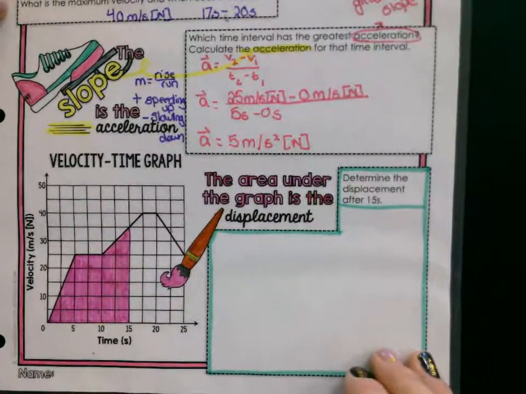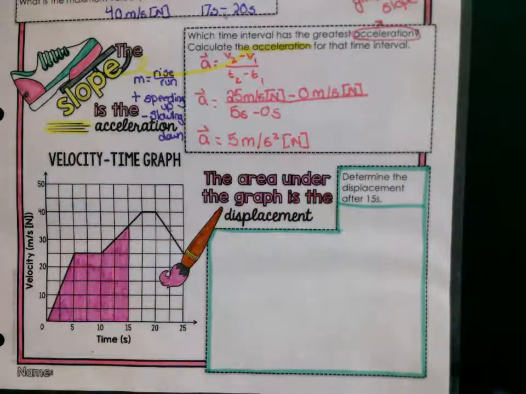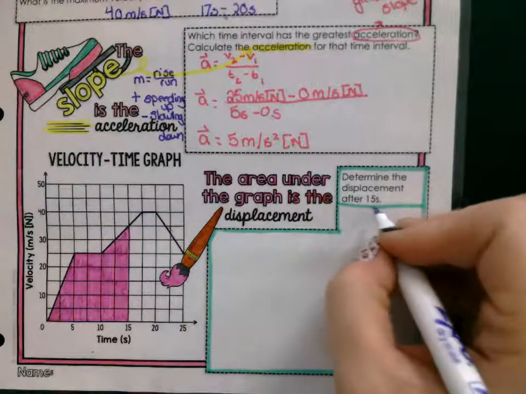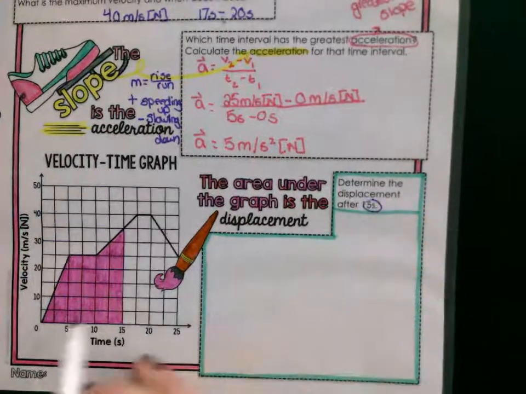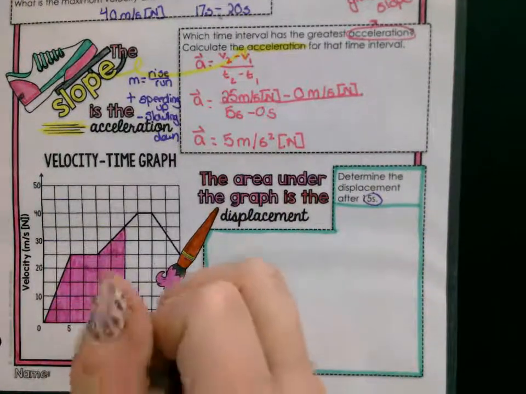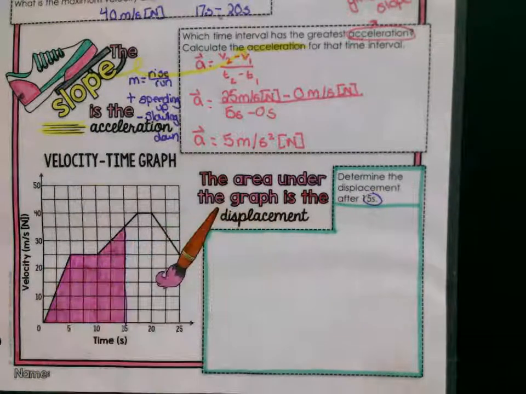The second thing we need to talk about that we can get from this graph is displacement. Velocity time graphs tell us a little bit more than a position time graph. Velocity time graphs not only tell us our velocity and our time, and we can calculate acceleration, but we can also calculate displacement, or how far we are from the origin. So we want to know the displacement after 15 seconds. This area under the graph is our displacement. So all of this area together is my displacement.